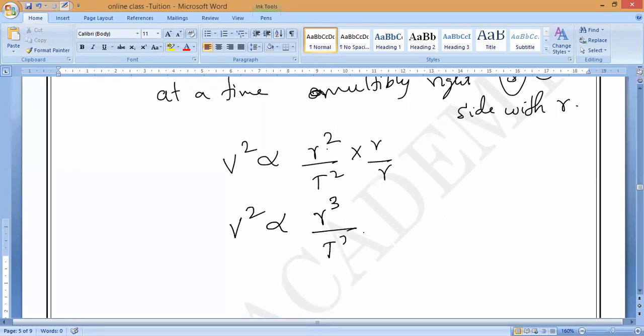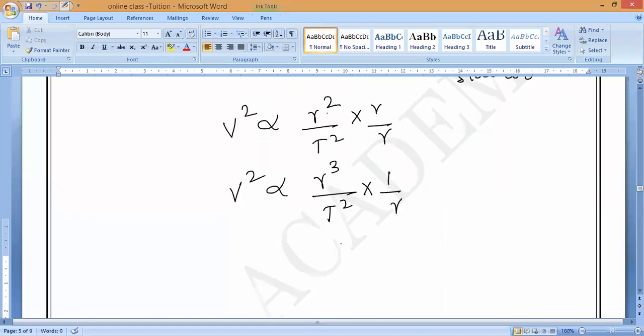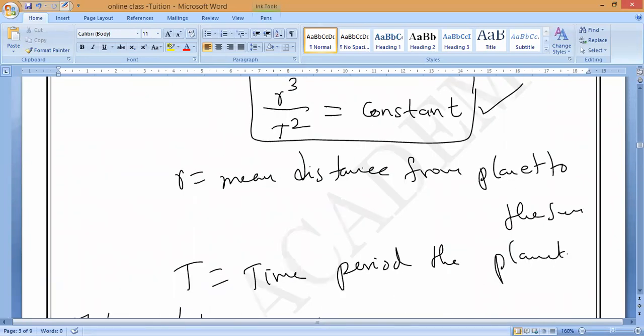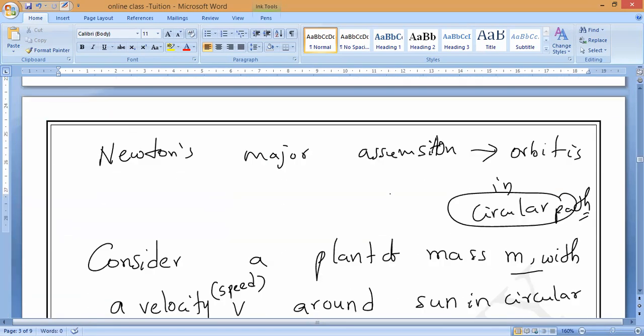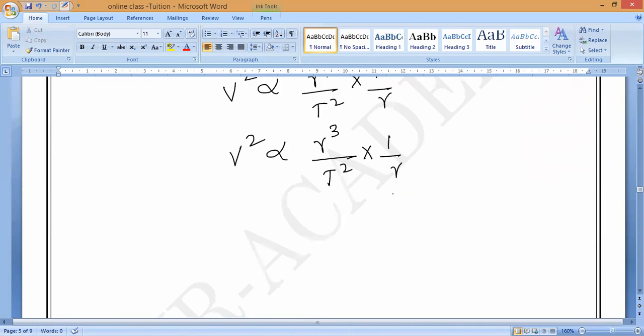R cube divided by T square into 1 by R. Yes or no? Respond, everybody. Now, observe very carefully. From Kepler's third law, R cube by T square is equal to what, guys? Constant. Now you understand why I have multiplied and divided with R?